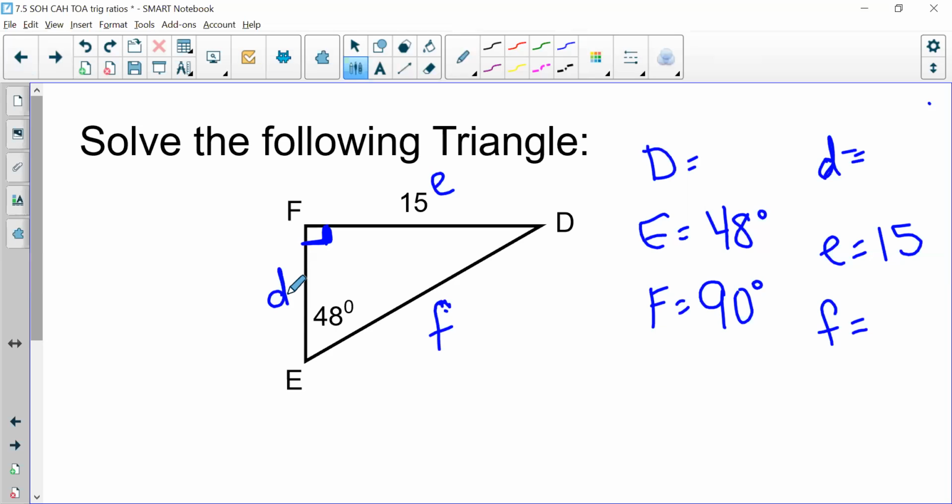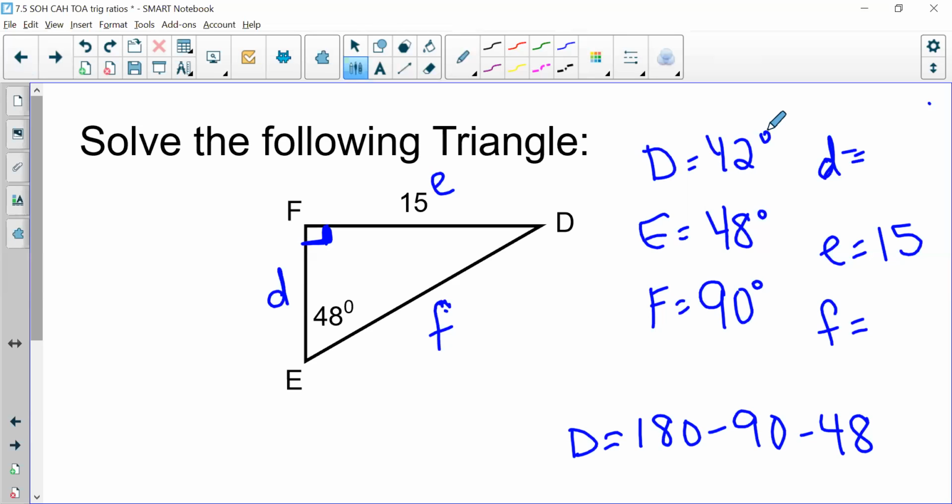With the angle. Okay, Brianna, how are we going to find angle D? Well, we already have 2 of the other angles, so you could just add them together and then subtract them from 180, which will give you 42. Yep, awesome. Okay, that was nice and easy there.